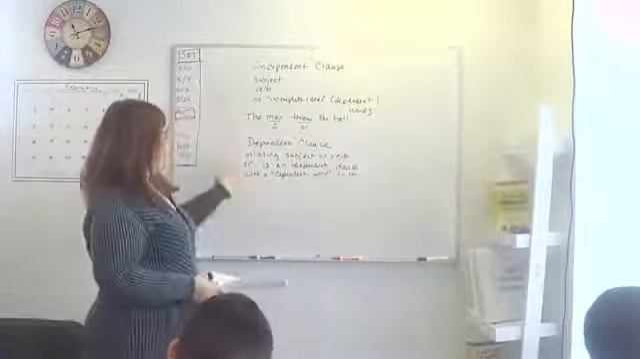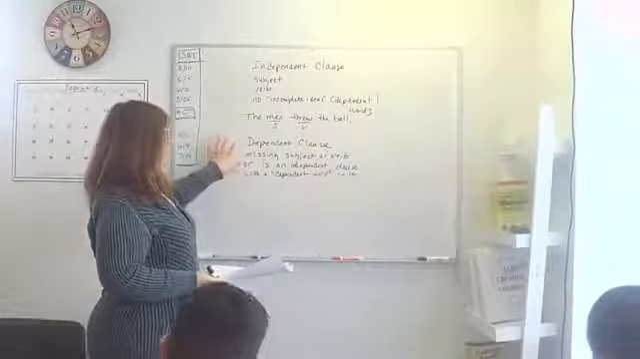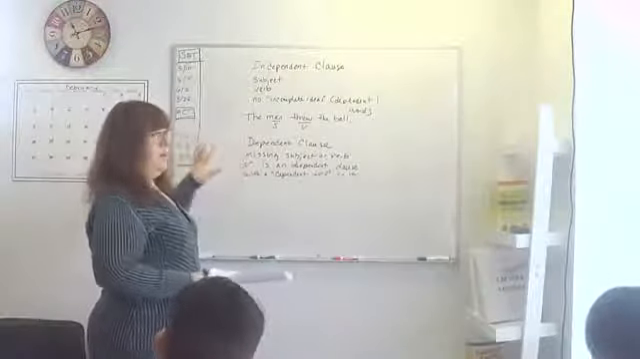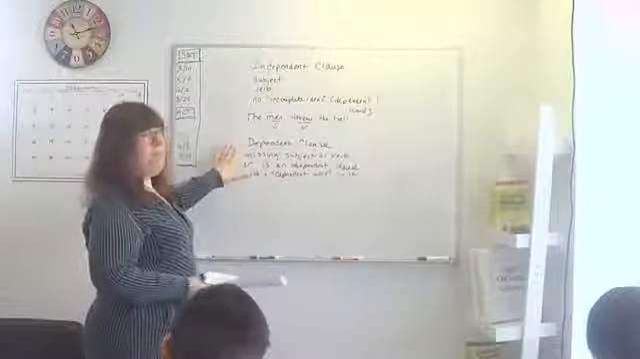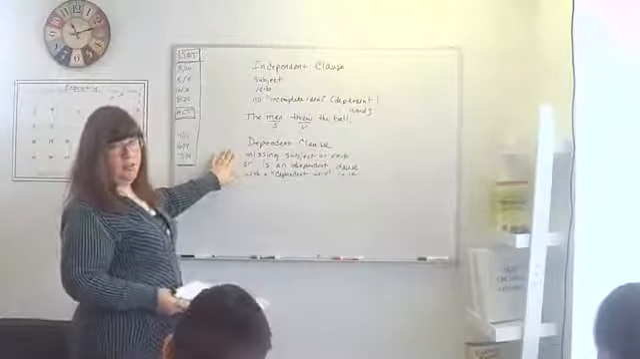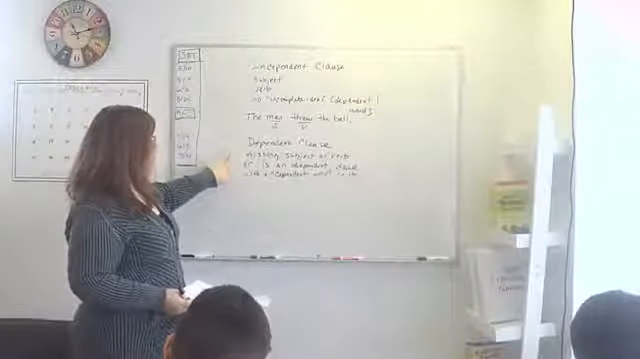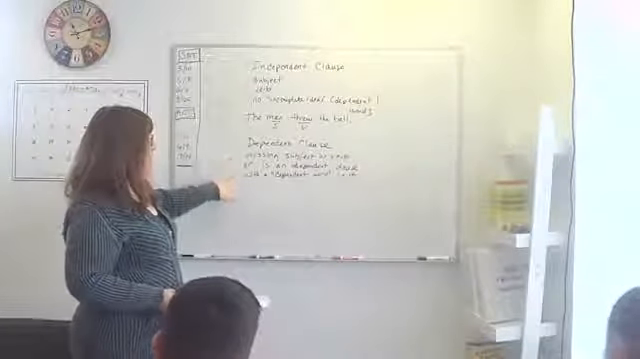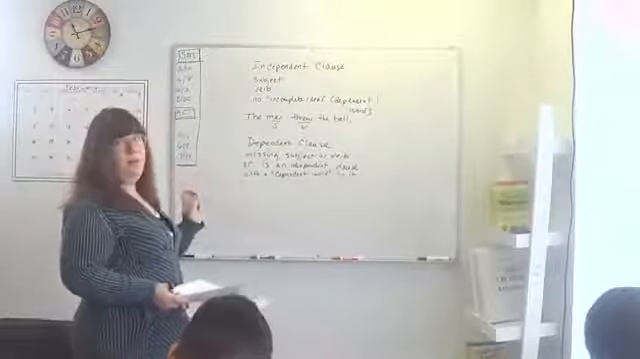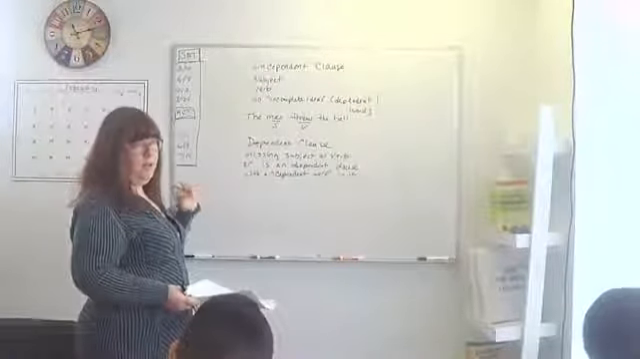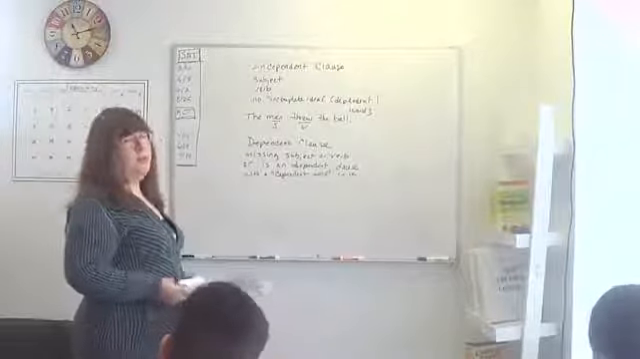So our other type of clause that we'll be discussing first is a dependent clause. This is a clause that cannot stand on its own as a complete sentence. It needs to be attached to an independent clause. It's usually missing a subject or a verb, or it's an independent clause with what I call a dependent word in it that changes an independent clause into a dependent clause.